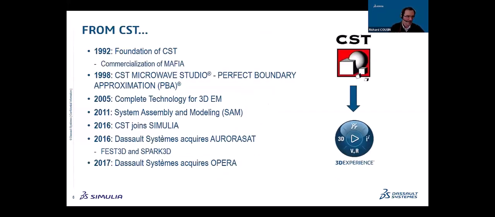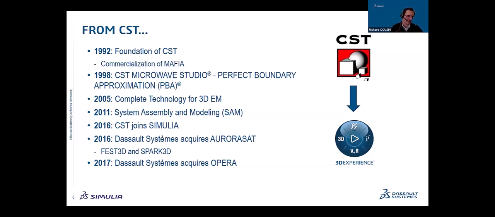The CST kernel has really been here since the beginning, and the origin of CST comes from particle accelerators. In 1992, the foundation of CST was laid with the first commercialization of the MAFIA tools, which is the Maxwell finite integration algorithm. And at that time, we were not able to solve complex devices without a technology able to run on the PC, on the machines that you had in this period.